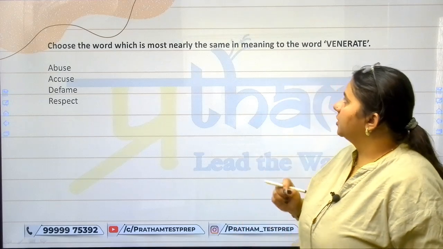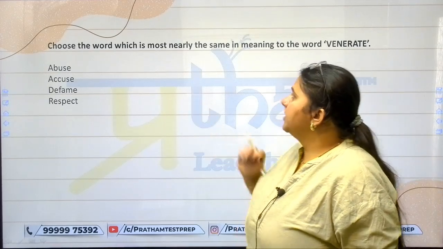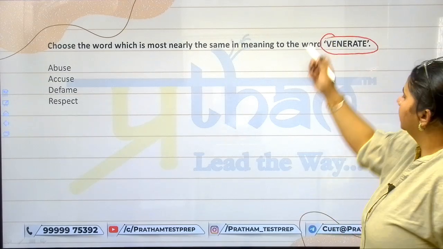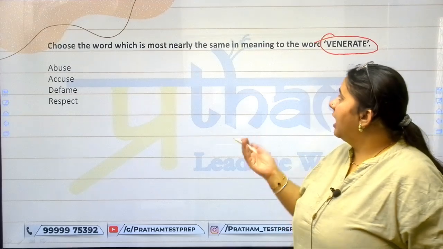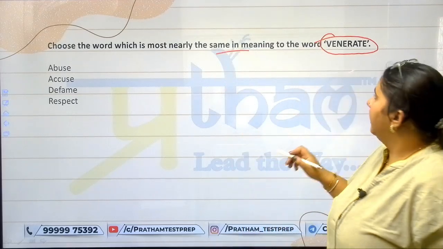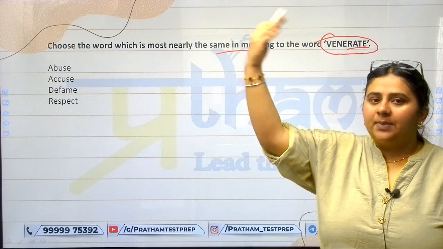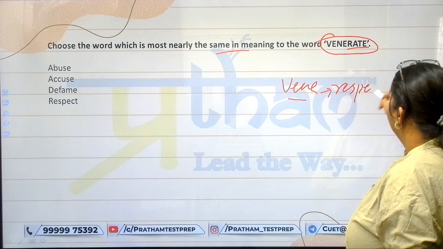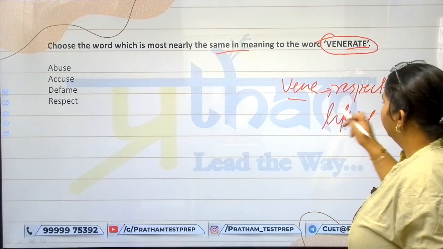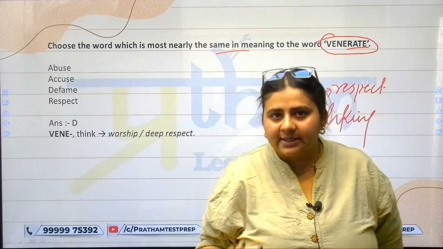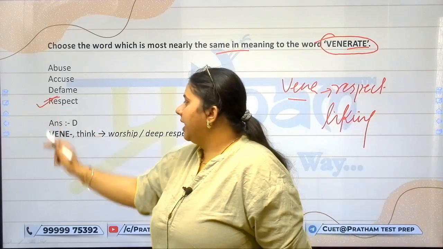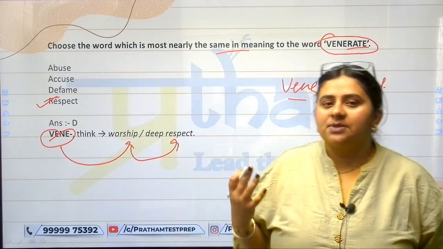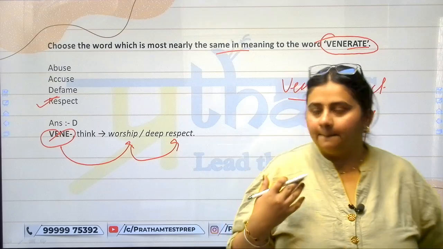So here you have your first question. It says, choose the word which is most nearly the same in meaning to venerate. Now, venerate, you have to go for the synonym. Now I'll tell you. See, rating, when you rate people, right? Ven is a word that stands for respect or liking somebody. So venerate means when you respect somebody. That has to be your D, right? This ven word is for worship or for deep respect. Because in olden times when you venerated, you used to worship somebody.